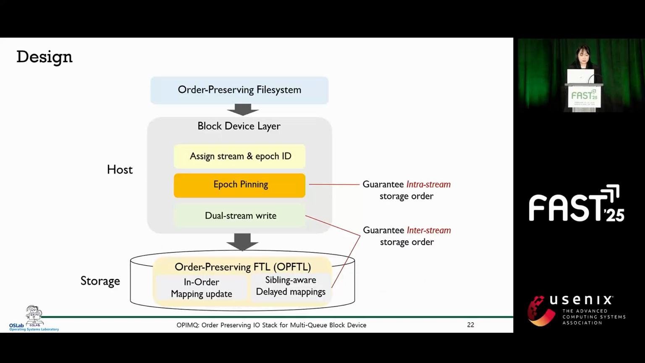This is a design overview of OPIMQ. At the host level, the order-preserving file system determines the placement of cache barriers according to ordering constraints. OPIMQ structures I/O requests into streams and epochs, assigning each request to the corresponding IDs. At the storage level, OPFTL ensures epoch-based persistence order, while dual-stream writes and sibling-aware delayed mappings guarantee inter-stream storage order.